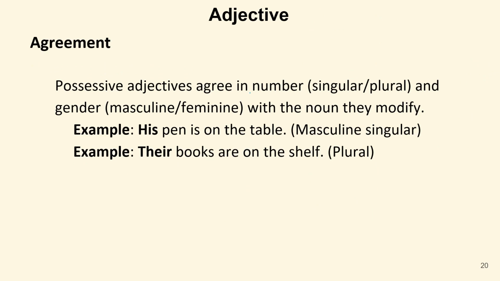Now, possessive adjectives agree in number again, singular or plural, masculine and feminine, with the noun they modify. His pen is on the table. Now his is used for a singular person, a boy. Pen is a noun, so his pen means we are talking about only one pen, is on the table. So his is masculine, singular. The books are on the shelf. Now books are plural, and their is also plural. So, their books are on the shelf. But I can write this as well: his pens are expensive.